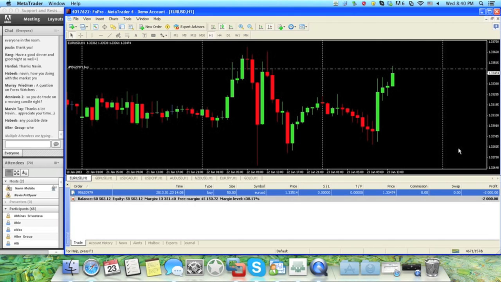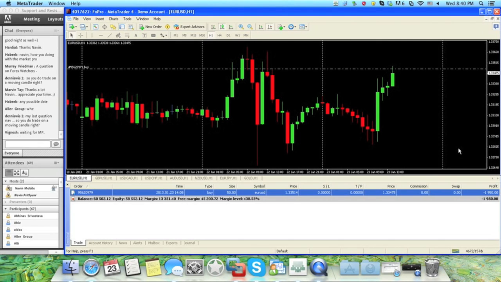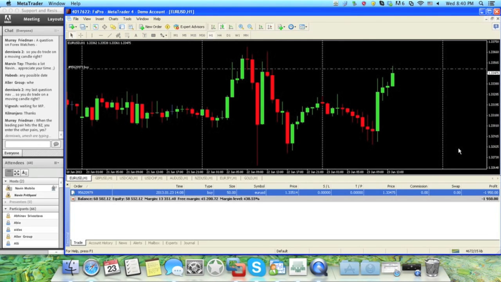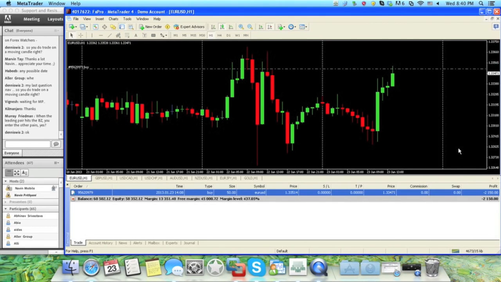So do you trade on a moving candle, right? I do trade on a moving candle if I am certain of certain things. We can also go over that sometimes. Murray, when the leading pair hits the blue zones, you enter the other pairs. Yes, when I actually have more than 2 pairs, actually, Murray, not just one.